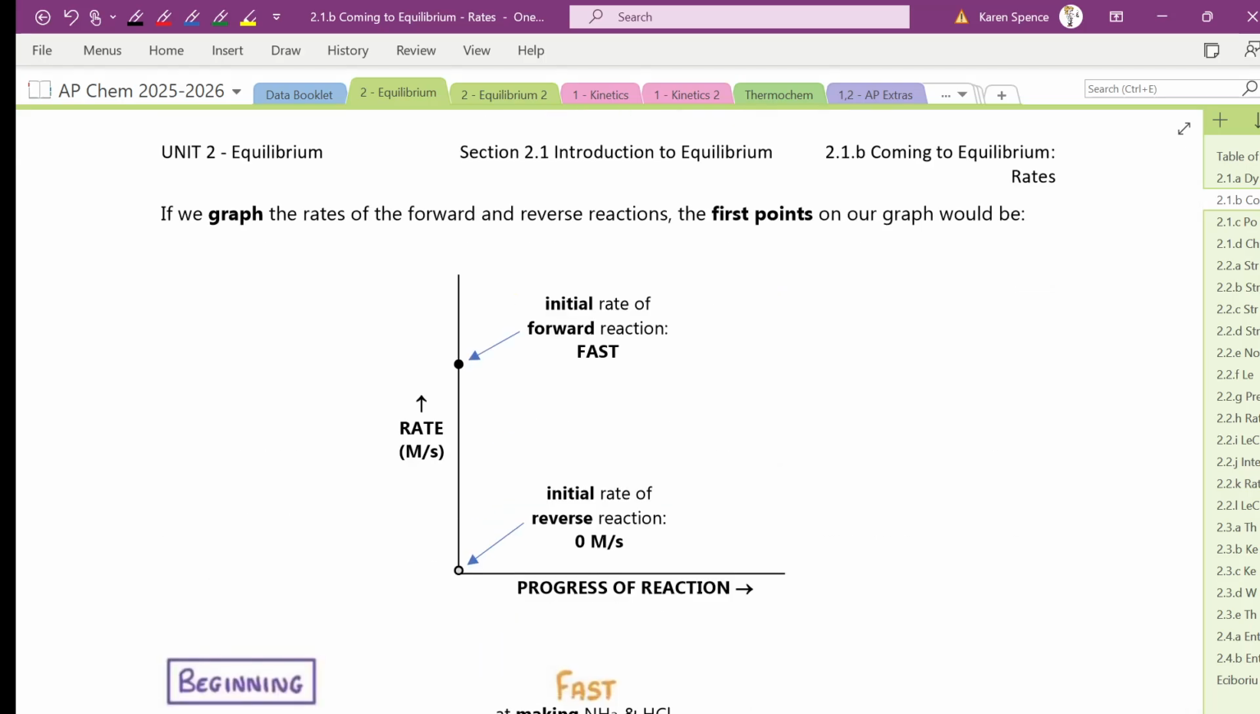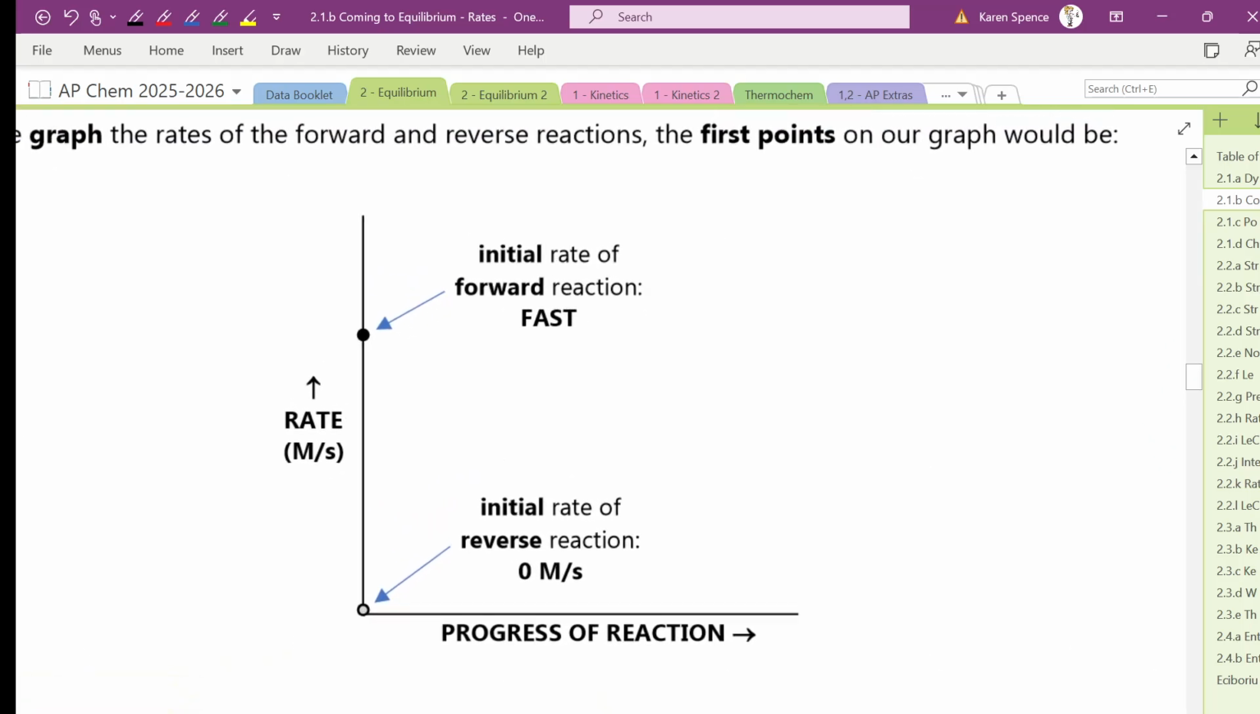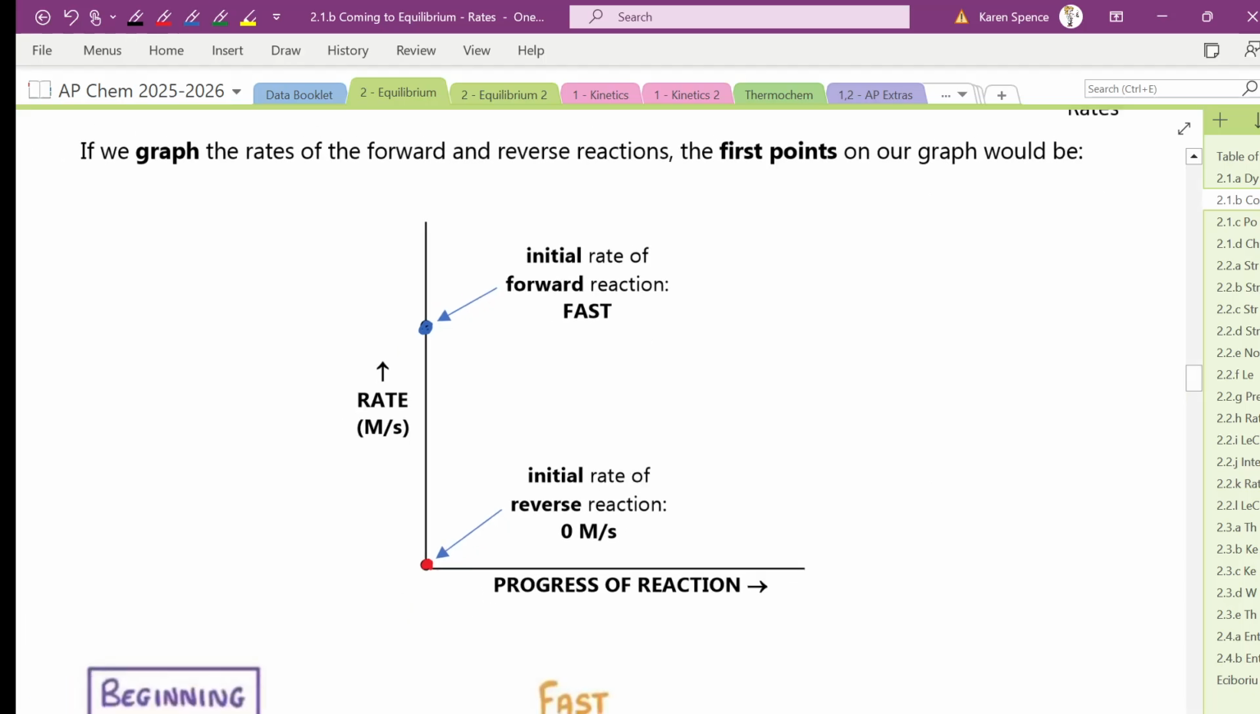And if we graph these, and we're going to put our rate in molar per second on our y-axis, and we're going to put progress of reaction on our x-axis, the initial rate of the reverse reaction is at 0. The initial rate of the forward reaction is fast. Okay, so they start out far apart. Are those two equal? No. Are we at equilibrium? No. All right.